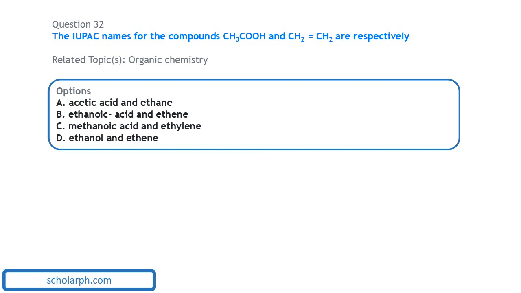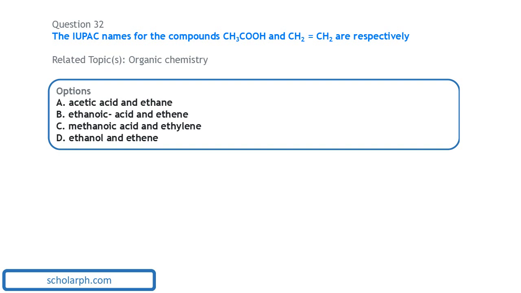If it is H, that is methanoic. If it is CH3, that is ethanoic. If it is C2H5, that is propanoic, like that. And in this case it is CH3COOH. This is the molecular formula for ethanoic acid.